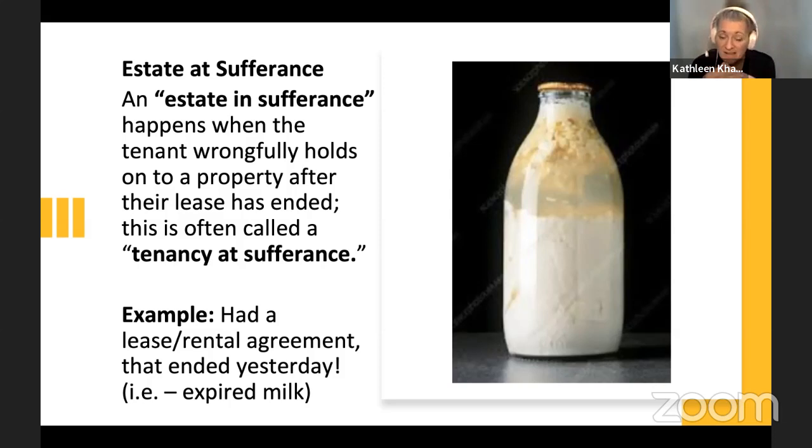When I think of a sufferance, I think of morning suffering without cream in my coffee. So you can deem it however you want to, but estate in sufferance or tenancy at sufferance is talking about having an agreement and the agreement no longer being valid. It's expired. It's no longer a valid contract.